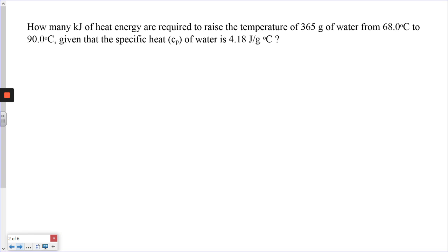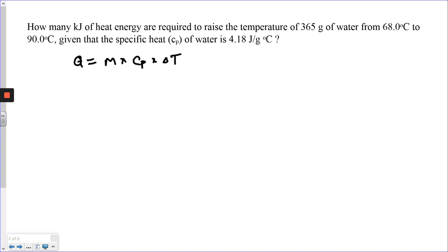So the first thing we need to know is our formula for specific heat. And we learned in class that the formula for specific heat is Q, which is heat energy, is equal to M, which is mass, times the specific heat of the material, times delta T, which is the change in temperature. And the temperature can be in either Kelvin or Celsius because 1 degree change in Celsius is the same as 1 Kelvin change.